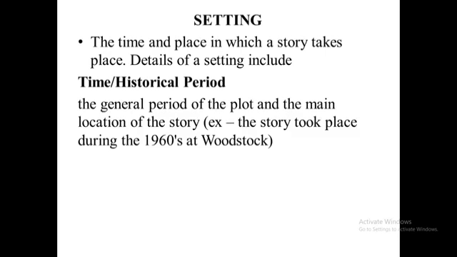Now we'll see the third thing, which is setting. The time and place in which a story takes place. Basically, this is the time and place. You have to see where things are going to happen. Time, historical period: the general period of the plot and the main location of the story. You have to see where the story is going to happen, where the writer is going to set things.